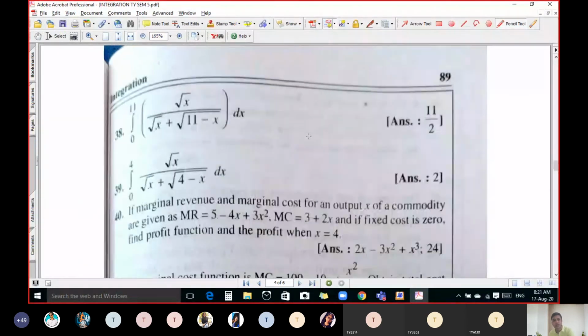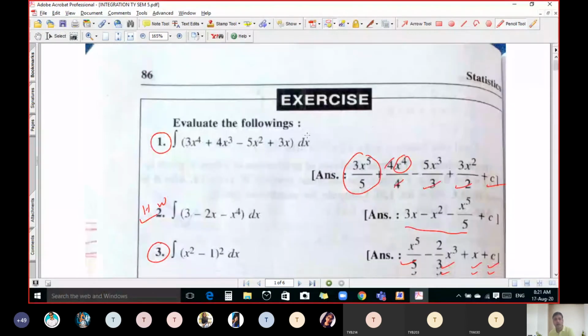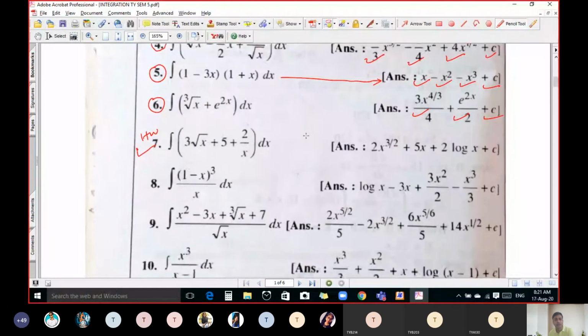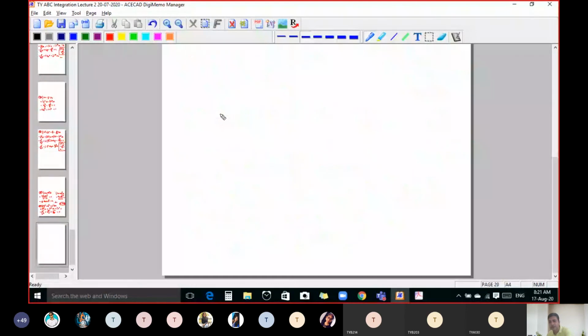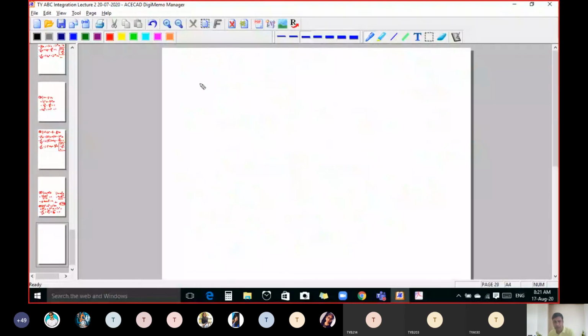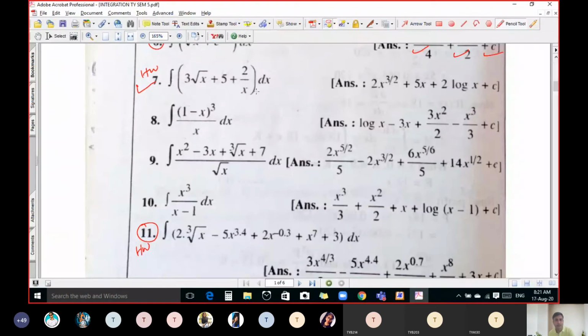Okay, so now let us continue with question number 8. Integration of 1 minus x whole cube upon x. If any of you have any problem, you can ask immediately. Question number 8. 1 minus x whole cube upon x.